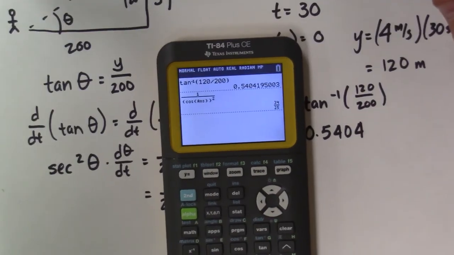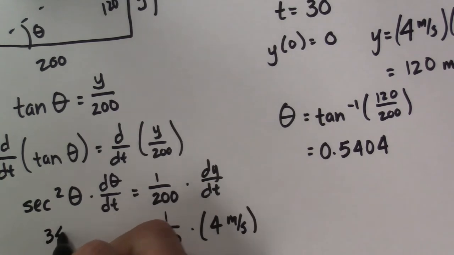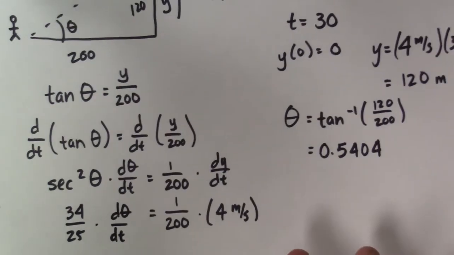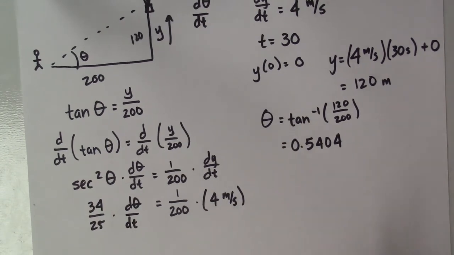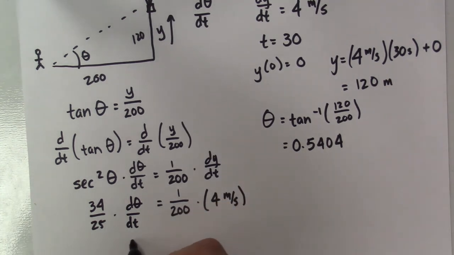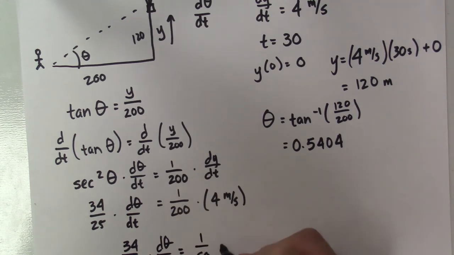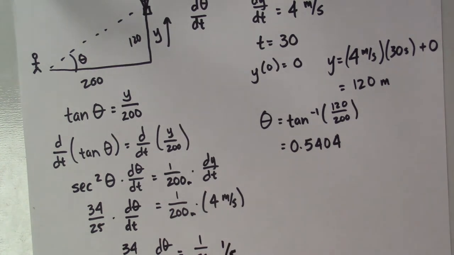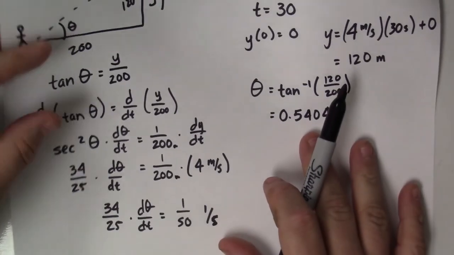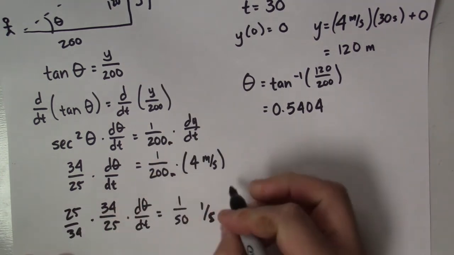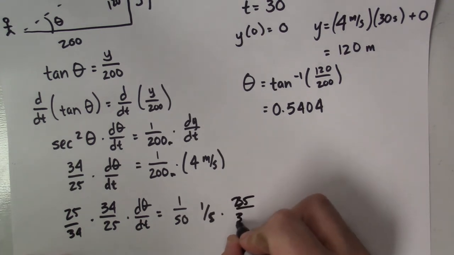So I've got 34 over 25 times d theta/dt equals 1 over 200 times 4. Now, 4 over 200 simplifies to 1 over 50, so I've got 34 over 25 times d theta/dt equals 1 over 50. This has units per second, and really, radians per second. Now, I'm going to multiply both sides by the reciprocal, 25 over 34.